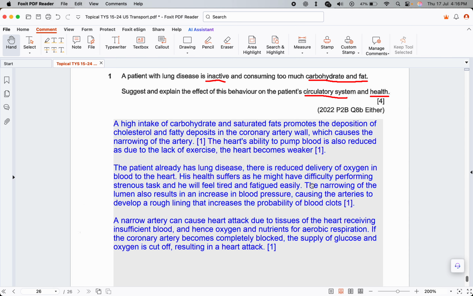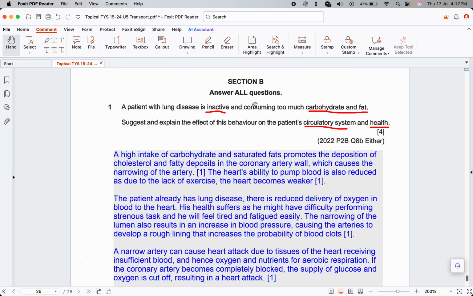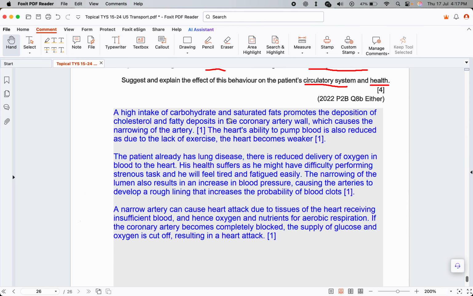The narrowing of the lumen also results in an increase in blood pressure, causing the arteries to develop a rough lining that will increase the probability of blood clots. Narrow artery can cause heart attack due to the tissue of the heart receiving insufficient blood, hence oxygen and nutrients for aerobic respiration. If the coronary artery becomes completely blocked, the supply of glucose and oxygen is cut off, resulting in a heart attack. Okay, so 4 marks only, but you need to write quite a lot. This is what's called an essay question, right? So don't be selfish with your words. Just write, basically write what you know.